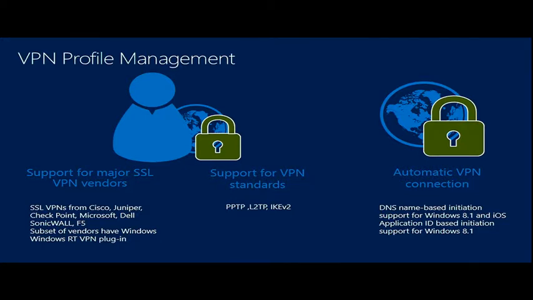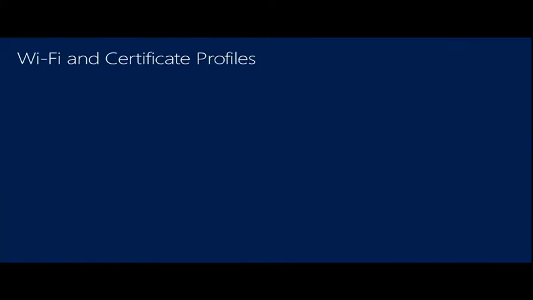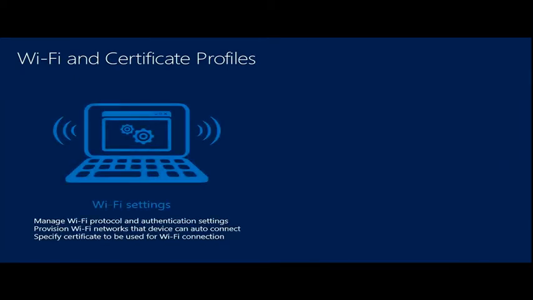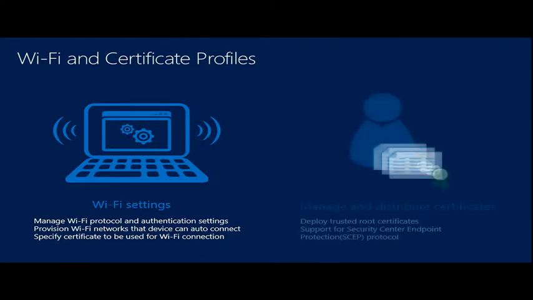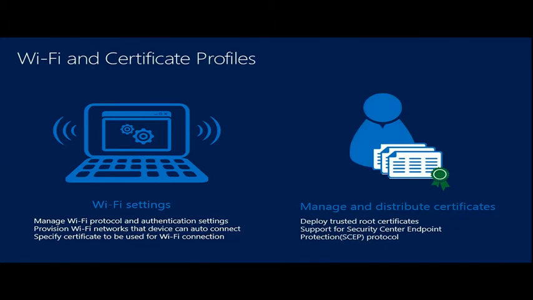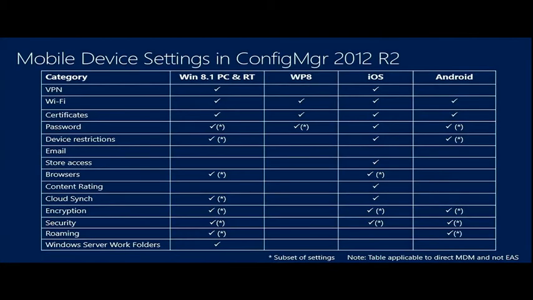For the VPN profiles, the most major SSL VPN vendors are supported, like you see Cisco, Juniper, Checkpoint, and Microsoft, of course. We're also able to deploy Wi-Fi settings, so if you want to enable the devices to connect automatically with a certificate to your corporate Wi-Fi network, you're able to do that from Config Manager. And in the next slide, we have a big table for reference.